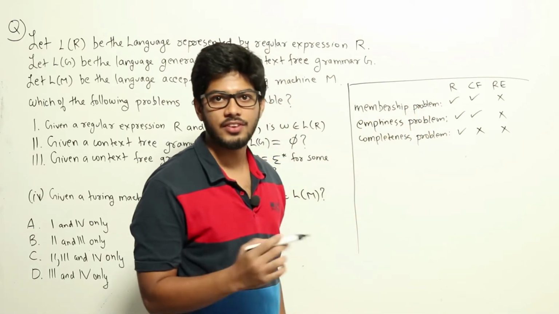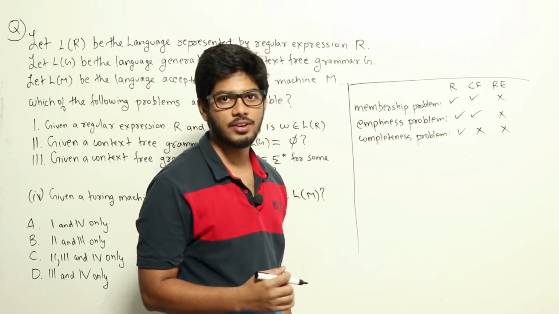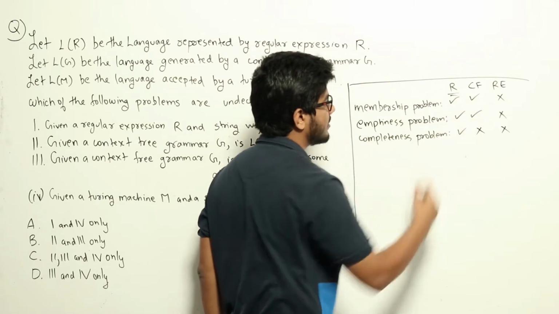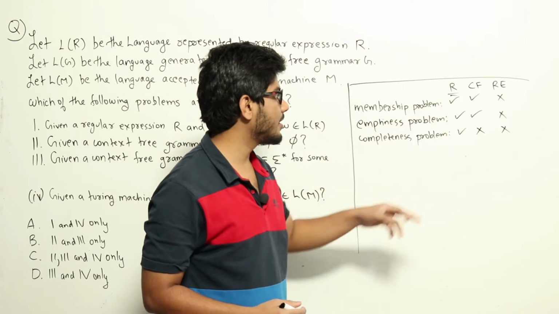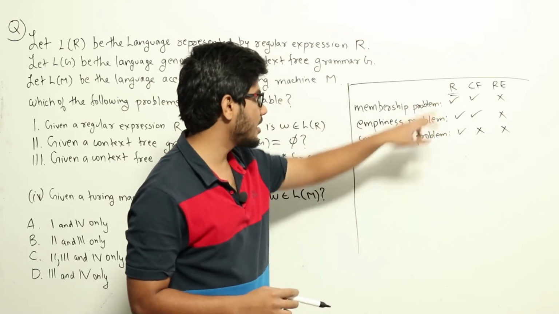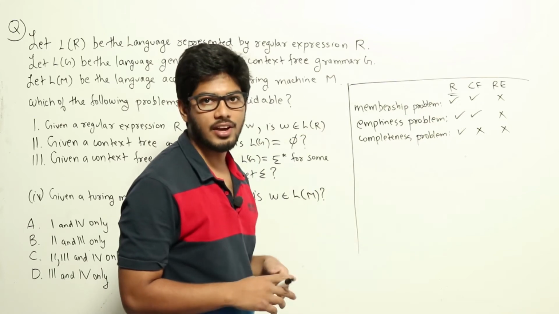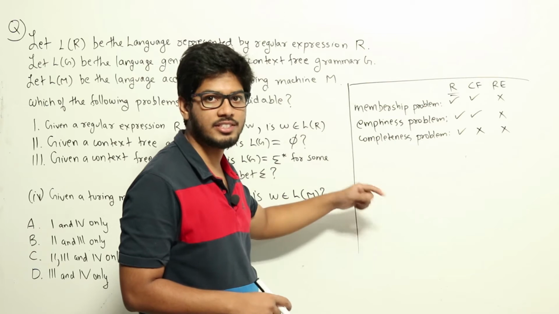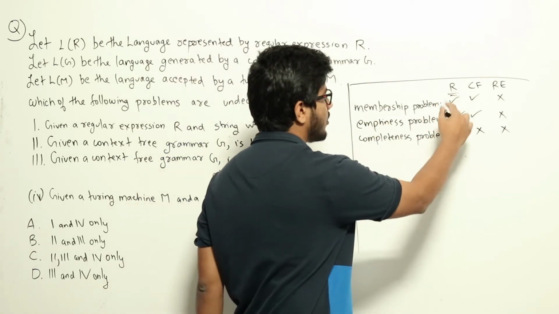Membership problem means given a string W, whether that belongs to the given grammar. Now, for regular grammars, checking whether a string W belongs to a regular grammar is a decidable problem. How we do that is for every regular grammar we will have a finite automata, so we just need to run the given string in that finite automata and check whether it accepts or rejects. So for regular grammars, membership problem is decidable.